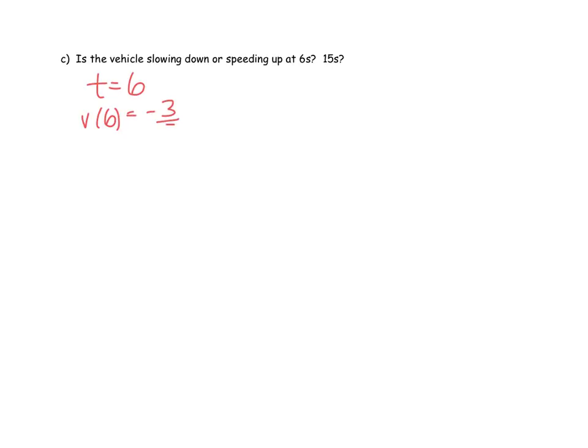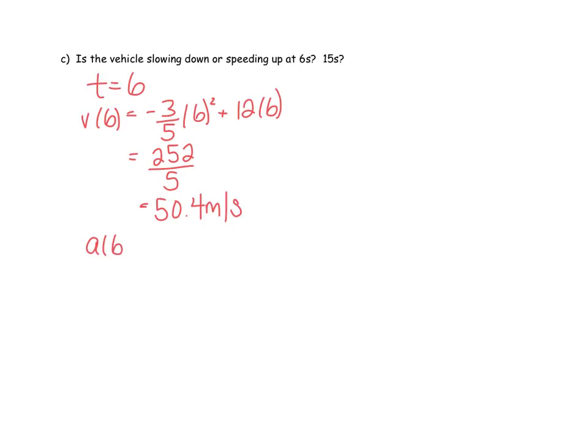So we have negative 3 over 5 times 6 squared plus 12 times 6. And that gives me 252 over 5, which equals 50.4 meters per second. And so my velocity here we can recognize as being positive. My acceleration at 6 seconds is equal to 4.8 meters per second squared. All I did was plug 6 into our acceleration function. And because our velocity is positive and our acceleration is positive, that means that at 6 seconds we're actually speeding up.